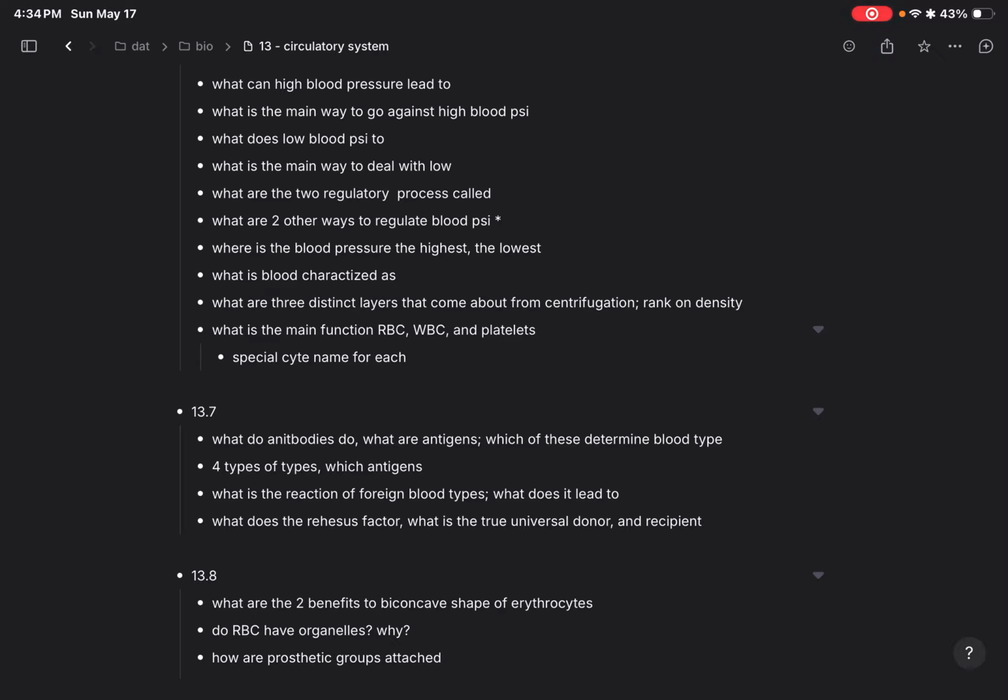And then that's going to be the buffy coat, and then the least dense will be the plasma, which will just sit on the top. What is the main function of red blood cells, white blood cells, and platelets? So red blood cells are mainly used for oxygen transport, maybe even CO2 transport sometimes. White blood cells are used for immune response, and then platelets are used for clotting. That makes sense, right?